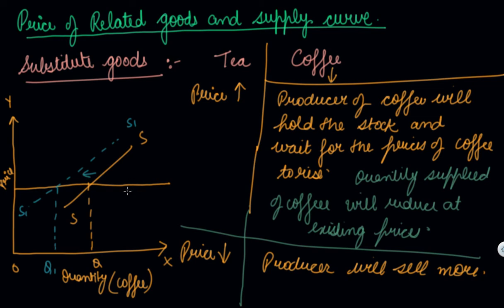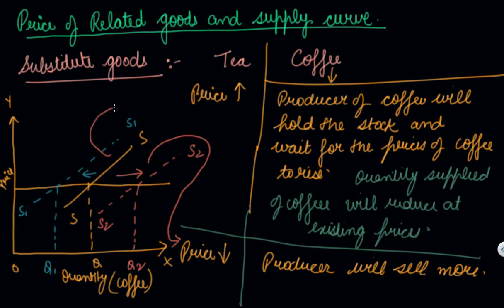And now, if your price of tea reduces, the quantity supplied of coffee increases. That is your new supply curve, and this is your new quantity. This is your increase, and this is your decrease. This increase is due to the price decrease, and this decrease is due to the price increase, right? So this is how the price of related goods affects your supply curve.